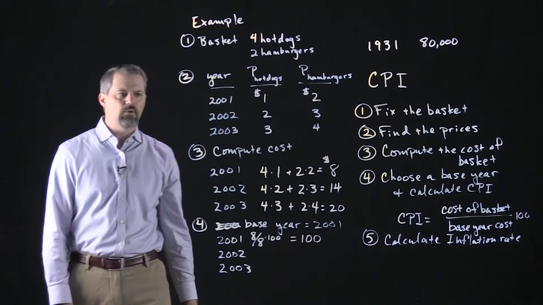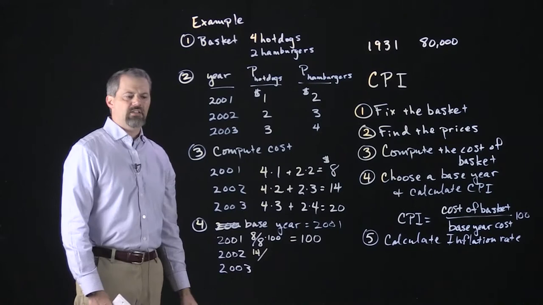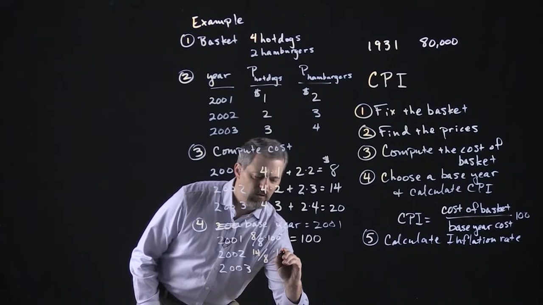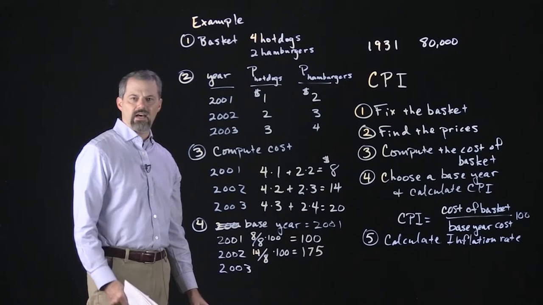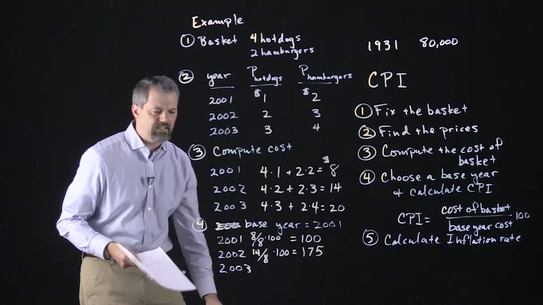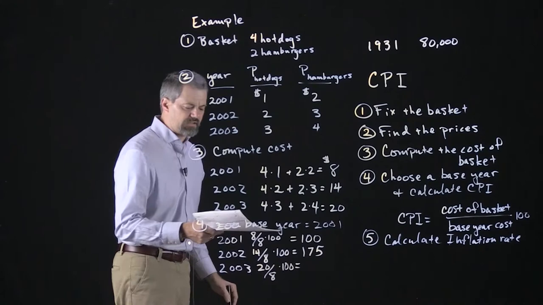In 2002, the cost of the basket is $14, so it's going to be 14 divided by the cost of the basket in the base year, which is 8. 14 divided by 8, we're going to multiply that whole fraction by 100, and that's going to give us a price index of 175. The CPI is 175 in 2002. In 2003, the cost of the basket is $20, so it's going to be 20 divided by the cost in the base year, which is still 8. We multiply that whole thing by 100, and that gives us a CPI in 2003 of 250.